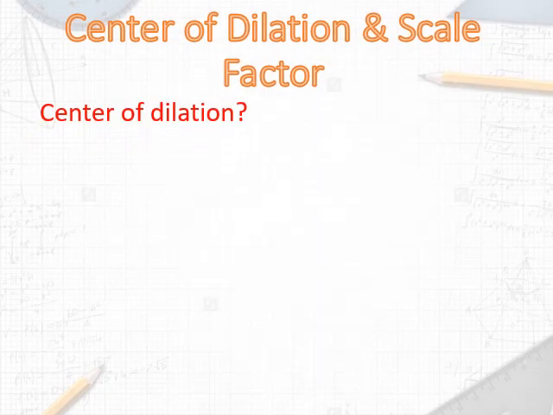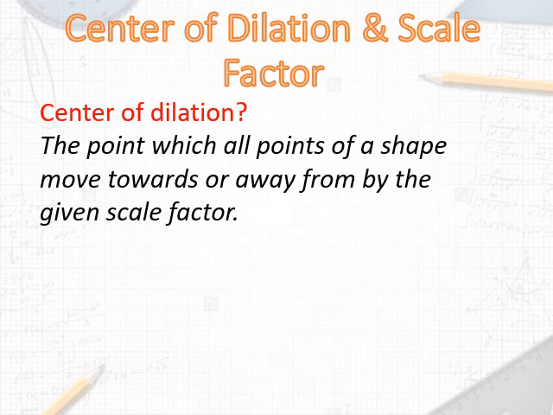All right, so center of dilation, what is it? Definition: the point at which all points of the shape are moving towards or away from by that given scale factor. In real life, where you see dilations, your pupils dilate. The iris, the colored part of your eye, contracts or expands to allow more or less light into your eye, and the center of dilation would be at the very center of your pupil, the dark appearing spot of your eye.